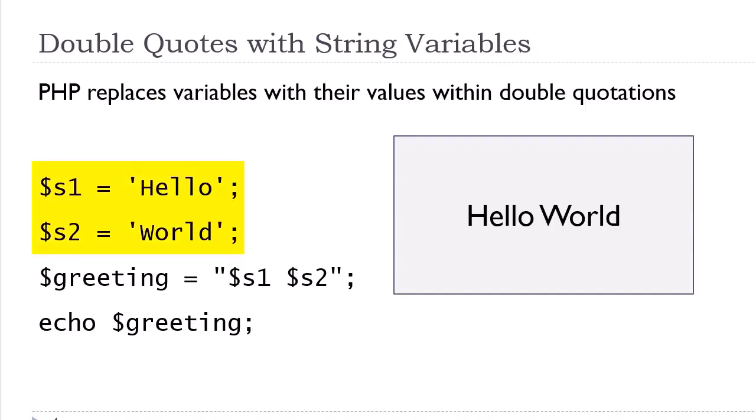So here we have two variables, S1 and S2, and we are using them as the value of a third variable, and now we are using echo to display the value of that third variable, and you can see on the right here that it indeed does display correctly.